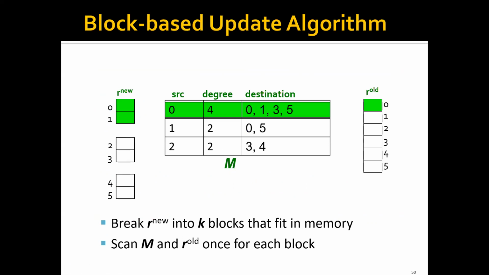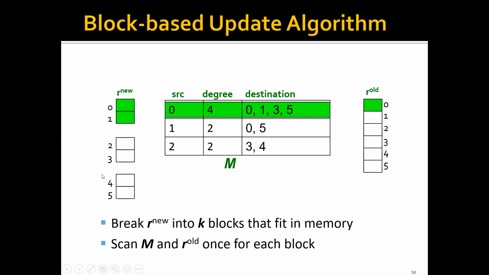Then in this case, we'll need to resort to the block-based update algorithm. It's still a very simple algorithm. We just need to break this R new into K blocks that can actually fit into the memory. And then we can scan the M and R old once for each block. Specifically, let's say that we break this R new into, for example, 3 blocks, and then in the first one, we'll just read the first block, and then we will scan the whole M to update this block of the R new. And then we will read the second block and we'll scan the whole M to update this new block.